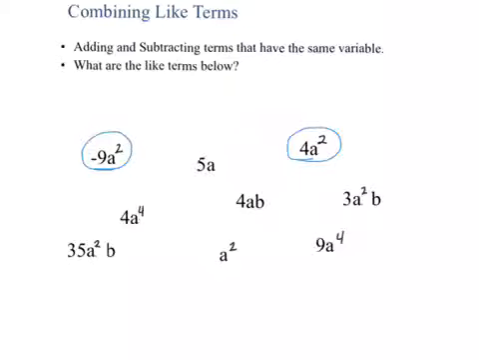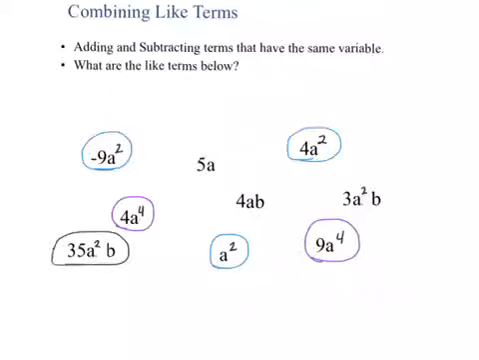Do you see it? 1a squared. 4a to the 4th. Do you see the term that is like 4a to the 4th? 9a to the 4th. And there's one other set we can look at. 35a squared b. 3a squared b. Those are our like terms.